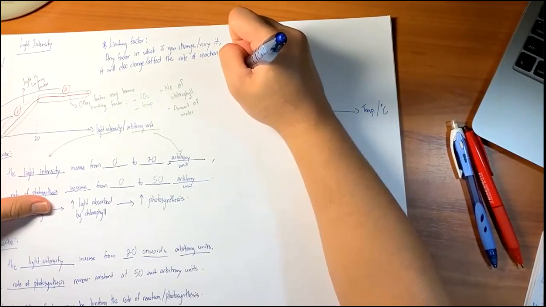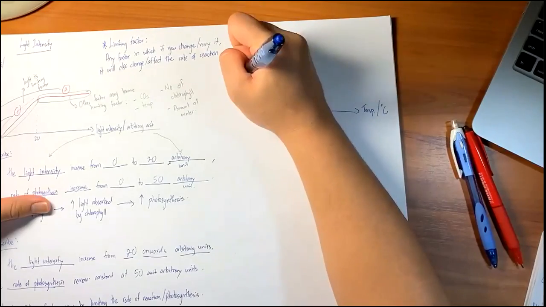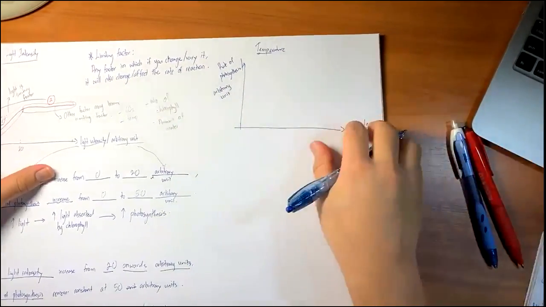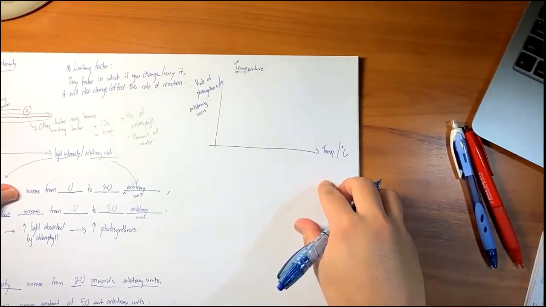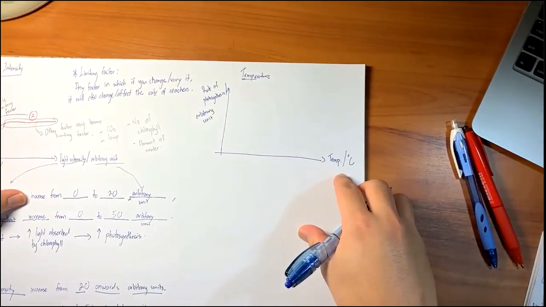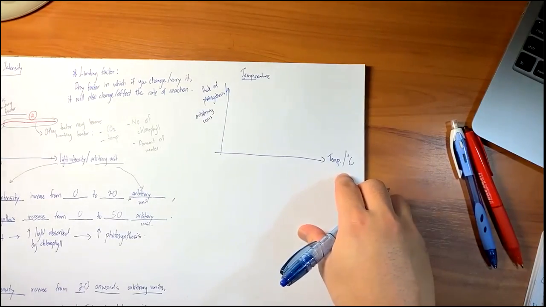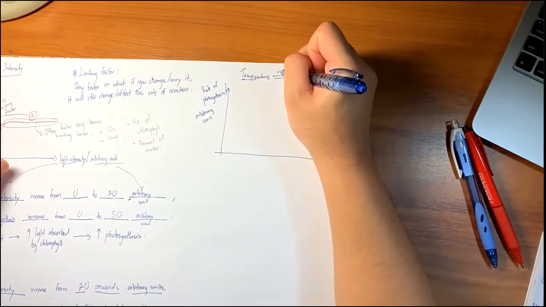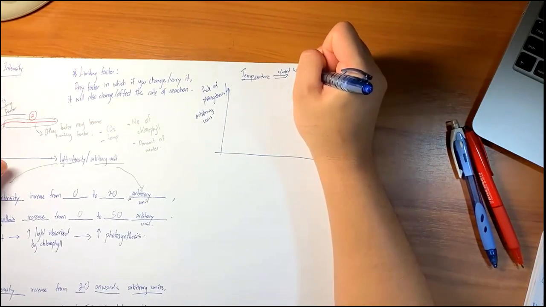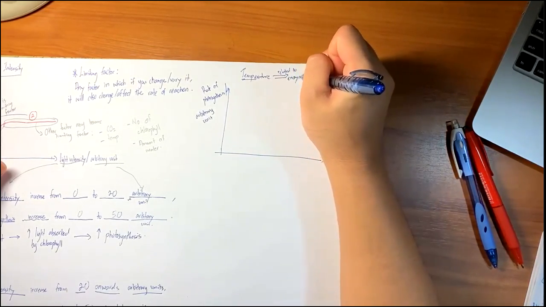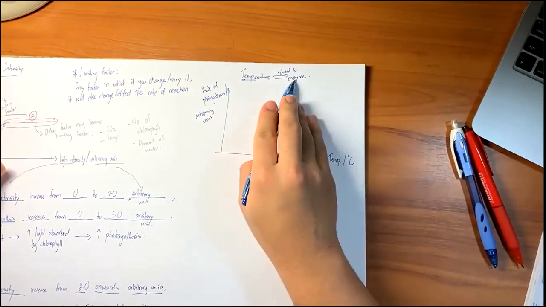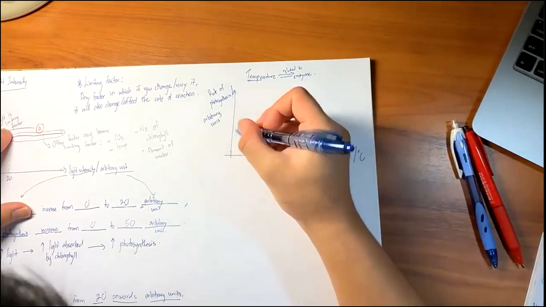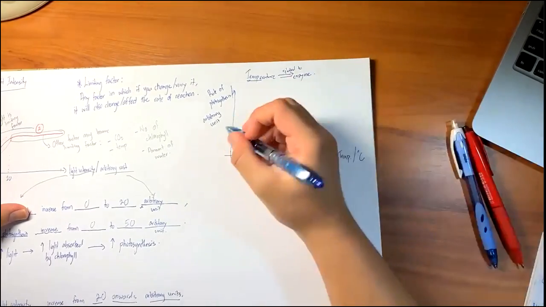Unit, arbitrary unit. Now, the graph for temperature should be very similar to the graph for enzyme. Why? Because anything to do with temperature is always related to enzyme.